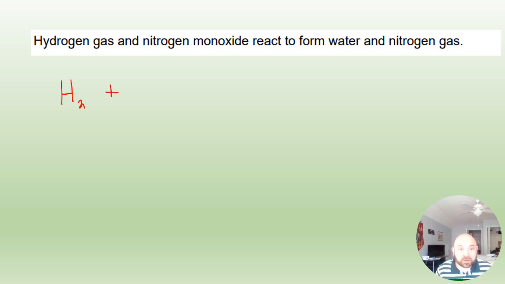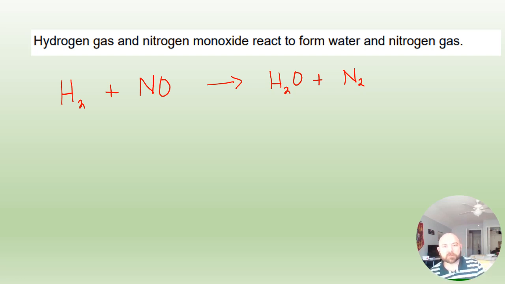We react that with nitrogen monoxide. So that is a covalent compound. There is no prefix on the first one, so there is just one there. There is only one O, so NO is the formula for nitrogen monoxide. Reactive form is where we put our yield arrow, water, and nitrogen gas. Nitrogen is a diatomic, so in its elemental gaseous form, it is a 2-atom molecule, N2. H2 plus NO react to form H2O and N2.